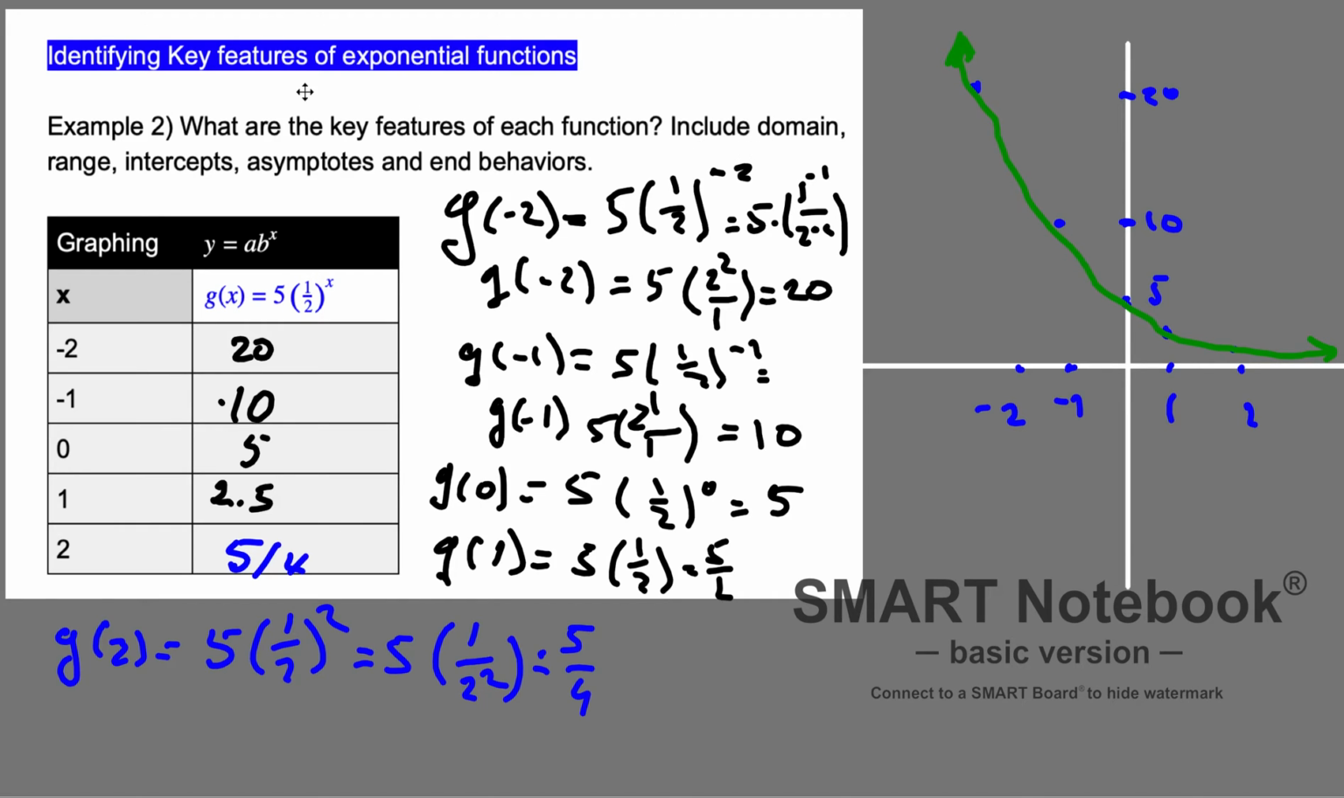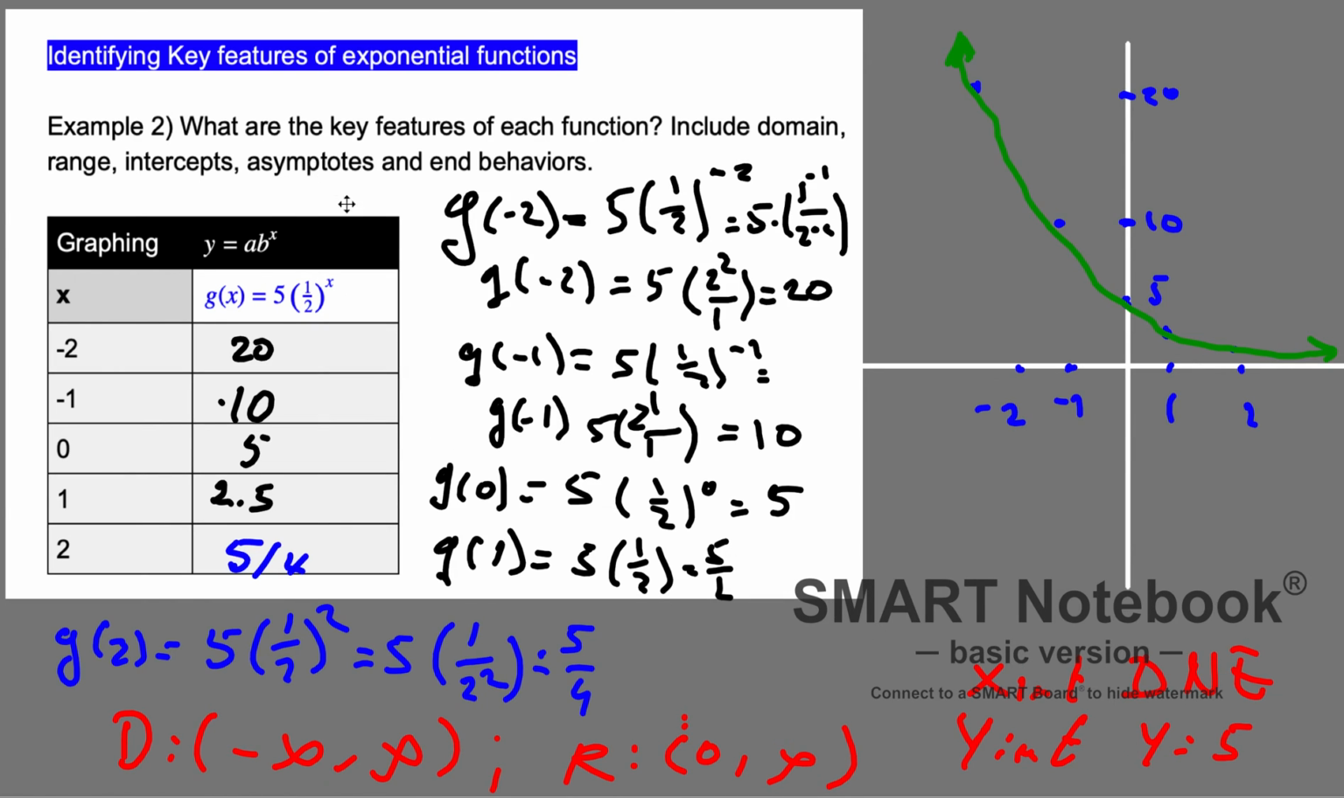What is the domain of the function? The domain is from minus infinity to infinity. What is the range of the function? The range is from 0 to positive infinity. 0 is not included, so we use a parenthesis. Intercepts: we have just a y-intercept, and the y-intercept is y equals 5. The x-intercept does not exist.